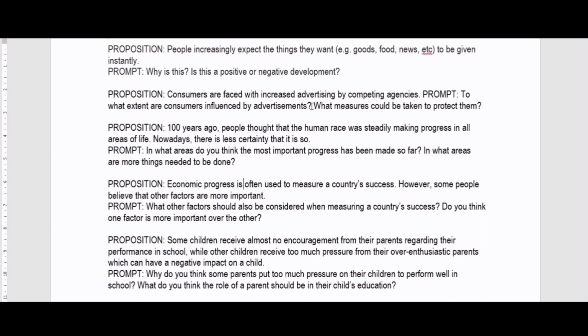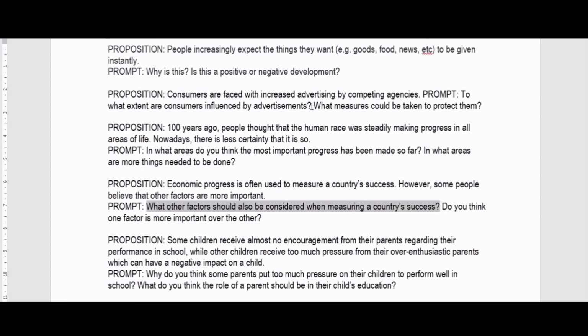Let's now move on. Economic progress is often used to measure a country's success. However, some people believe that other factors are more important. And clearly, it's a crossover. So there's one side of the issue over there talking about economic progress, and then the other factors now are the crossover opinions. Of course, that's very tricky. You'll have to determine what the other factors refer to exactly. So what other factors should also be considered when measuring a country's success?